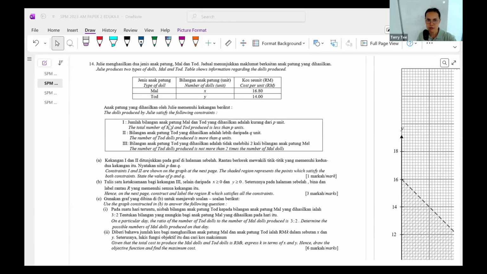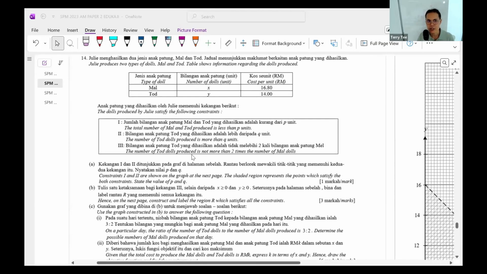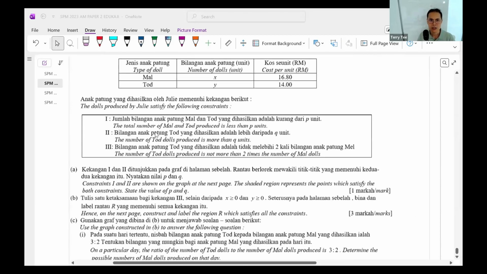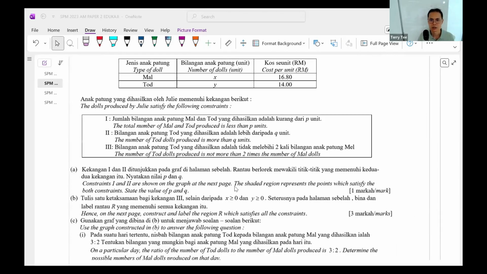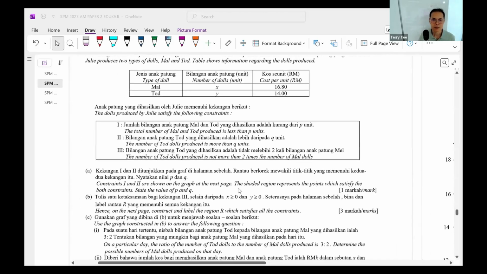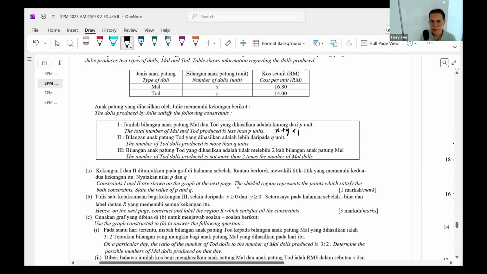Next question is question 14. This is linear programming from chapter 7. Okay, so here Julie produces two types of doll, Mal and Todd. Table shows the information regarding the doll produced. Okay, the number of doll and the cost. So the doll produced satisfy the following constraint. The total number of Mal and Todd produced less than P. So what is the inequality here, guys? Less than P. That means X plus Y less than P, right?